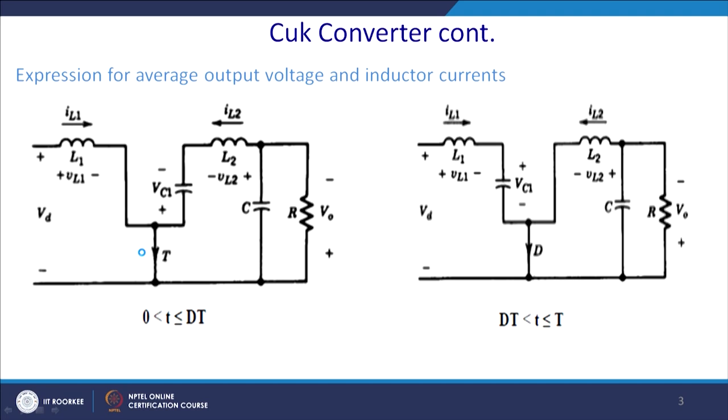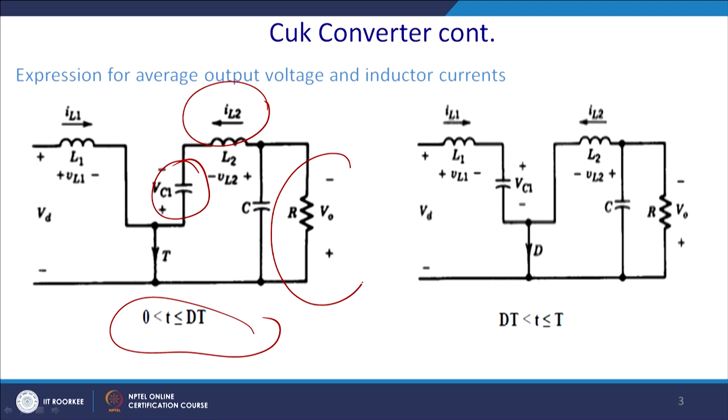So once it is on, we have this characteristic. This switch is shorted, and ultimately you will get this polarity of this capacitor, and current IL2 will try to flow through this capacitor and will have an opposite polarity here.